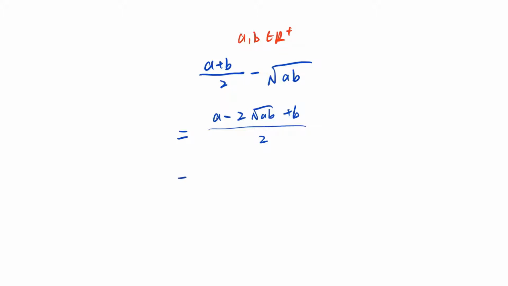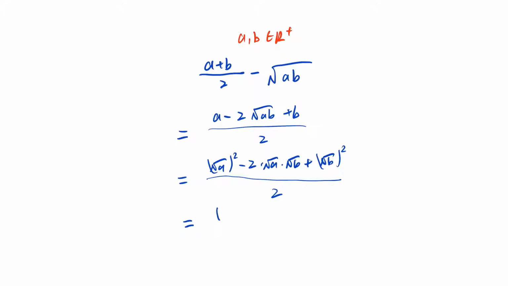Consider a as root a squared, and consider negative 2 square root of ab as negative 2 times the square root of a times the square root of b, plus root b squared, all over 2. And this is simply (root a minus root b) squared over 2, which is larger than or equal to 0.